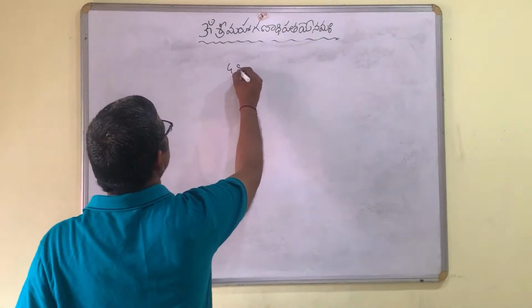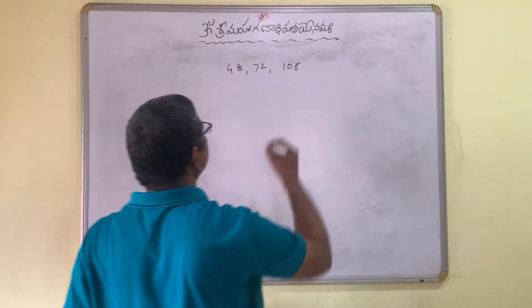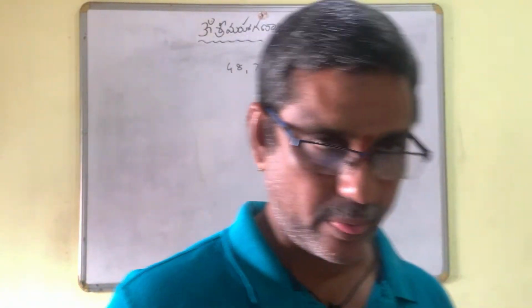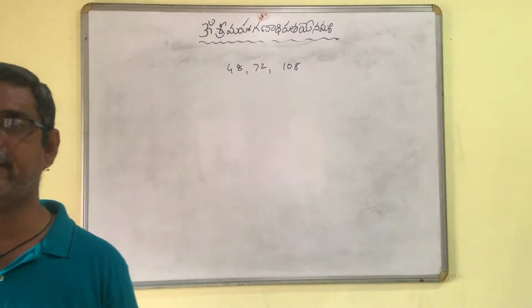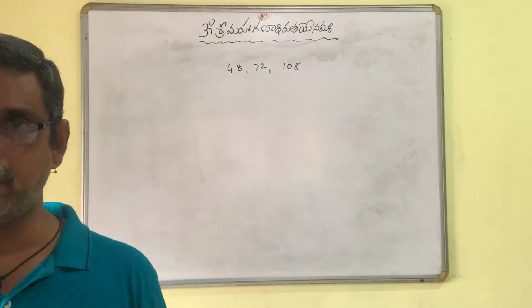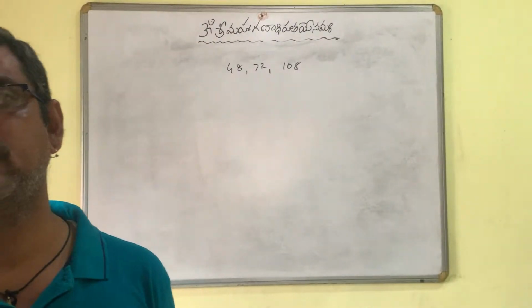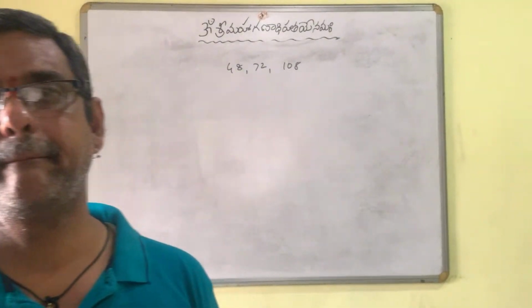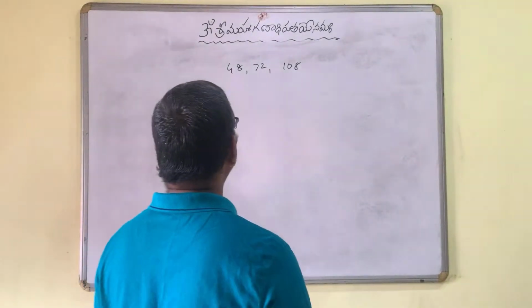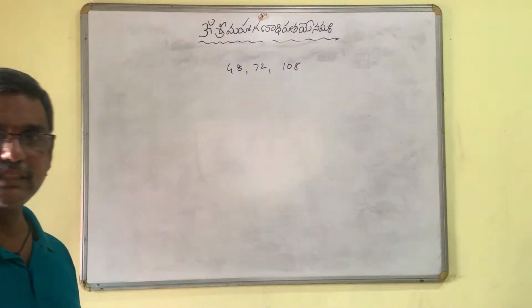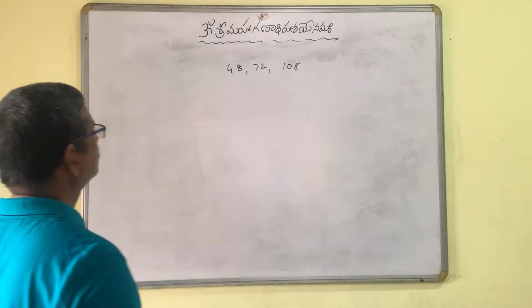48, 72, 108. These are the different timings, in seconds, at 3 different roads, change of lights. These 3 together change at 7 a.m. in the morning. Now what will be again the time they change at the same time? So we need to find out the LCM, that everyone knows.